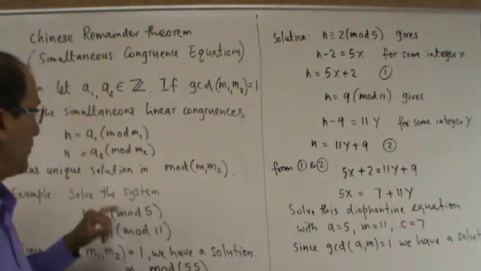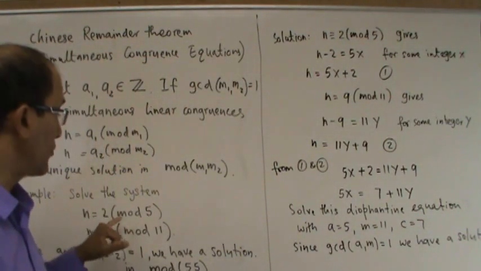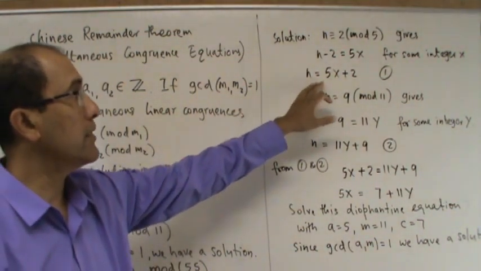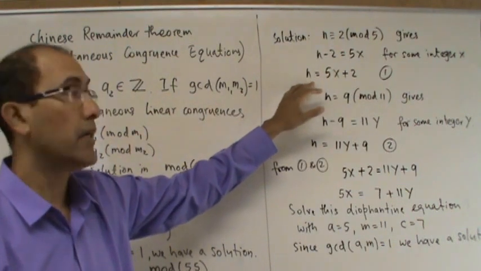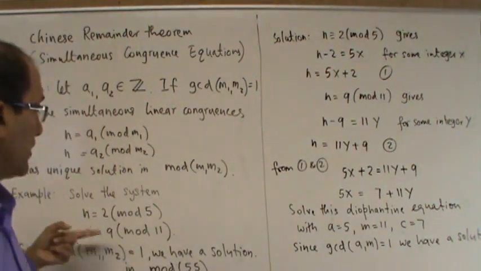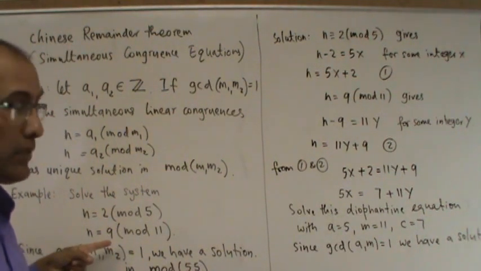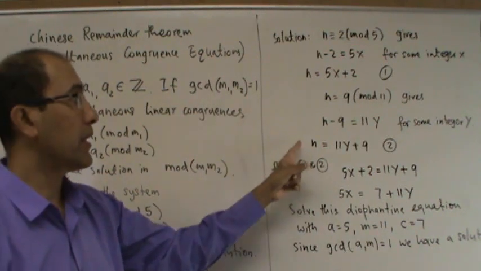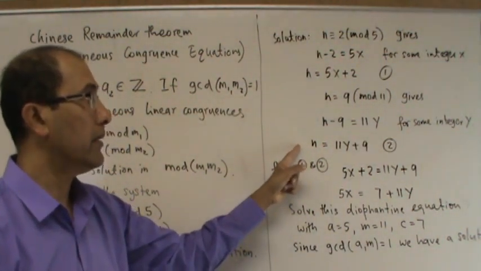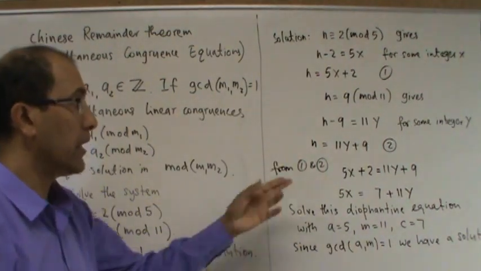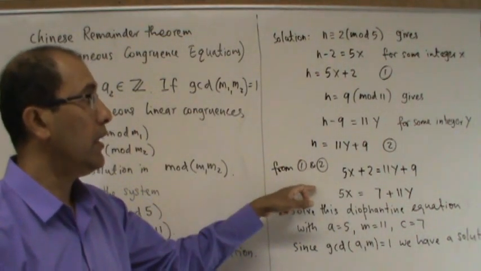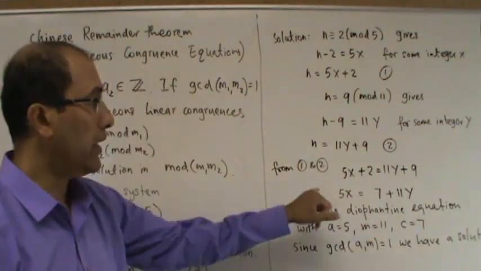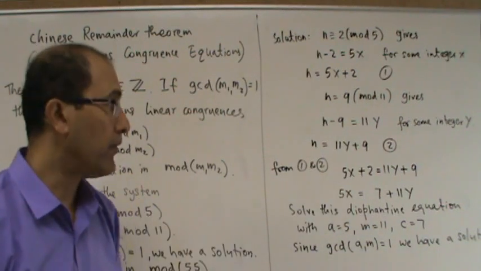So the first equation gives me that n is related to 2 in mod 5. So I can get an equation that looks like n is equal to 5x plus 2 for some integer x. The second equation says n is also related to 9 through modulo 11. So n and 9 are also related, and therefore I can get a second equation that looks like n equals 11y plus 9. So using the two equations, I can get myself a Diophantine equation. 5x plus 2 is 11y plus 9, and I have 5x equals 7 plus 11y.